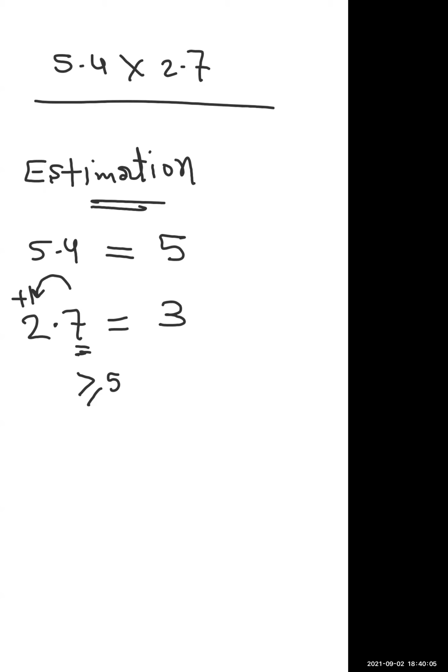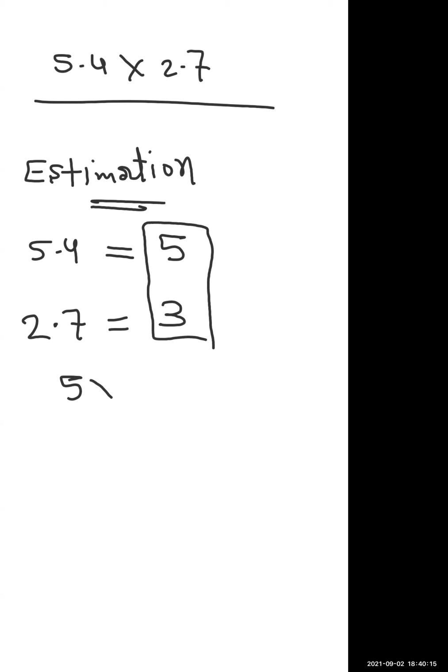Okay, guys, are we fine till this point? Yes, Mr. Now, get the product of these two numbers. It's 5 times 3, of course, equals 15. So this is the first step. Second step, check your answer for the estimation with the actual answer.